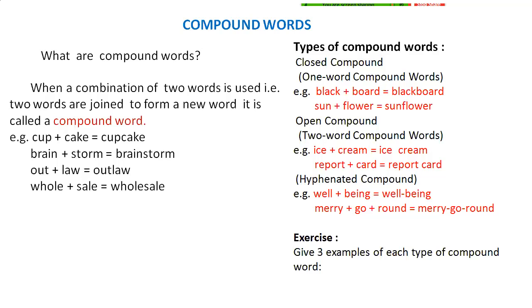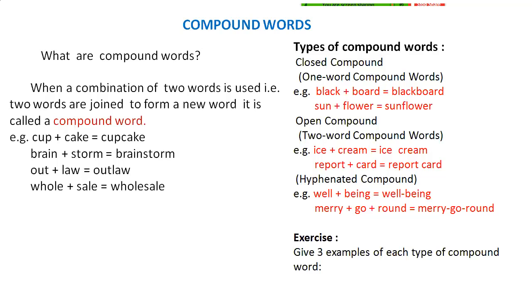Similarly, when you take the word report and you take another word card and you join them together, they form a new word, report card. But that word is not joined in the middle. They are separated from each other. So such kind of compound words are called open compound. And they are made up of two words.